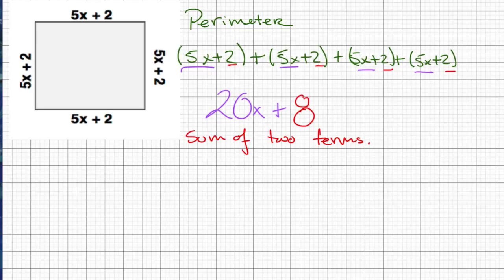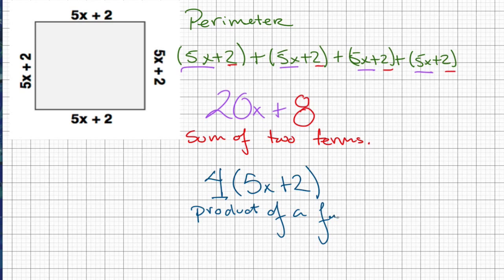Now there's another way I could write this. I could rewrite this as a multiplication problem, right? I could say that this is 4 groups of 5x plus 2. This would be the product, because I'm multiplying something by 4. My coefficient is 4. Product of a factor and a sum. Okay, so there's a product of a factor and a sum. All three of these things are equal to each other. And that's a really important idea to know, right?